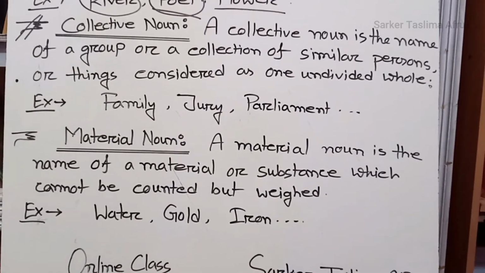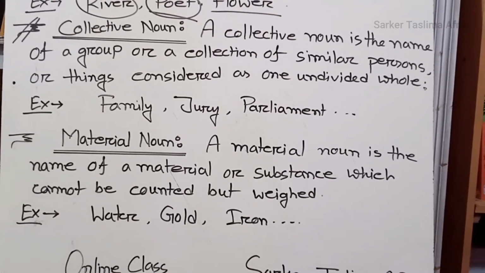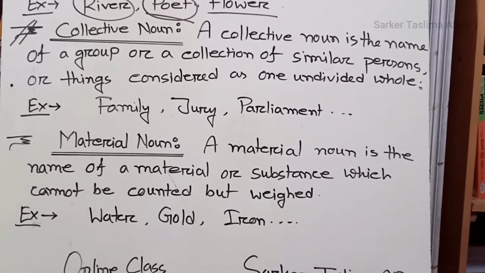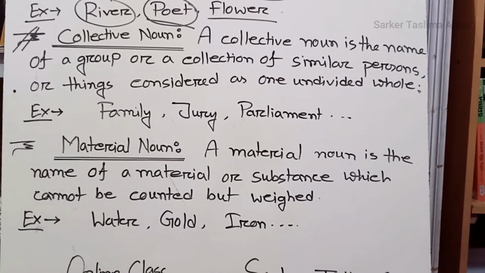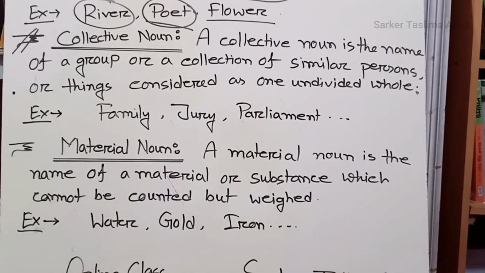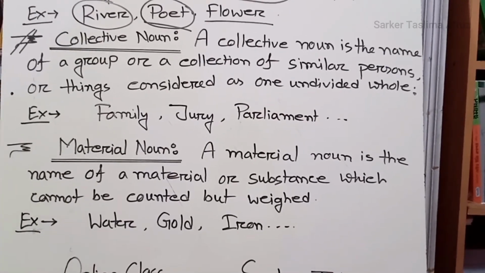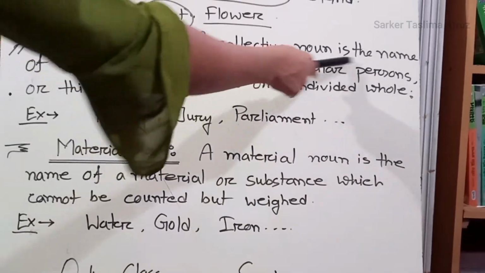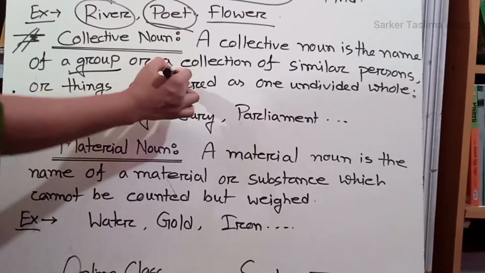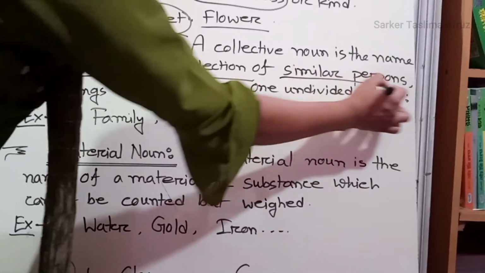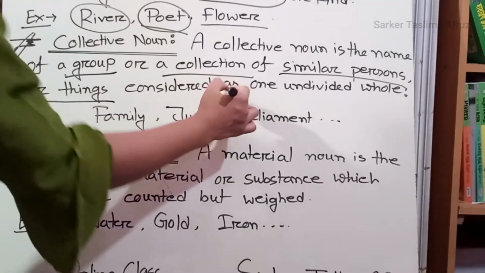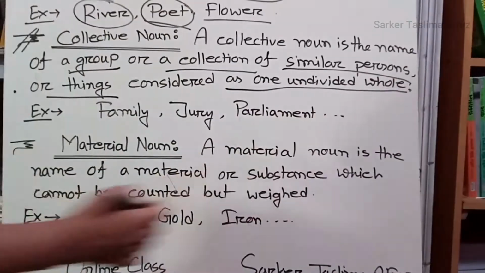If the group works together, that is used as singular. But dear learner, if the group gives us a different idea, in that case we must say this word will work as plural form. So we can say a collective noun is the name of a group or a collection of similar persons or things considered as one undivided whole.